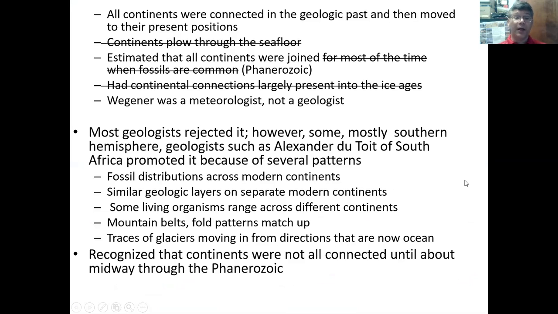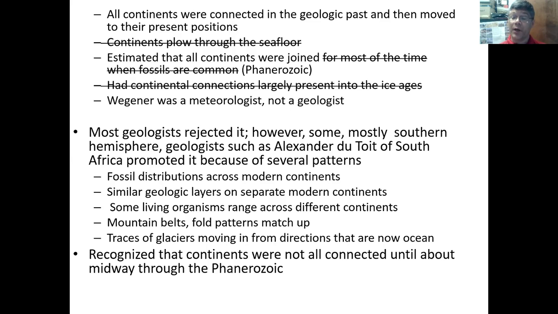Unfortunately for the acceptance of the idea, he was wrong on a number of counts. We now have much more evidence supporting the basic idea that the continents were all joined together and have moved to their present positions. But continents can't plow through the seafloor. This is a big problem for geologists accepting the idea. Remember, which rock is denser? It's the seafloor rock. If you're forcing them together, seafloor is going to win, the denser rock, not the less dense. So continents cannot plow through the seafloor.